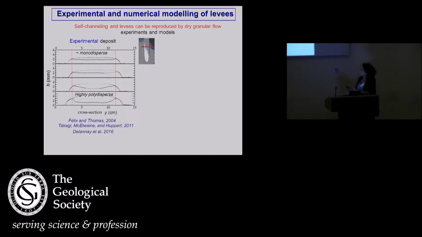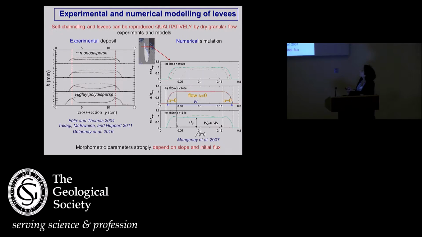morphological parameters. So what we have shown also is that you can reproduce exactly this self-channeling flow and levee channel morphology with numerical models. So this is an example here. So we simulate this kind of flow. So you can see as a function of time. So first you have the flow that is here. Then you have a thickness that increases as a function of time.